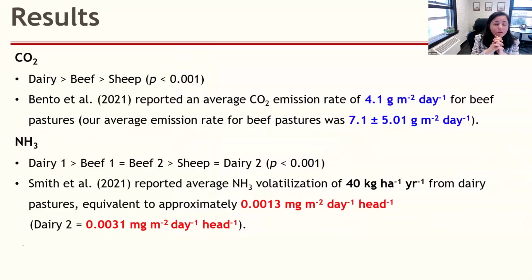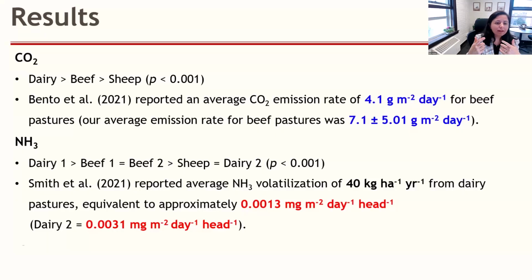But when we compare different sites, data was all over the place. So I won't be able to say, okay, this site was emitting more air emissions, because there were a lot of factors affecting. So when we look at the CO2, dairy sites had significantly higher emissions than the beef and the sheep. When we look at NH3, one difference between dairy 1 and dairy 2 was that dairy 2 was an organic farm, so they never applied fertilizer. So dairy 1 ammonia emissions were higher than dairy 2 ammonia emissions.